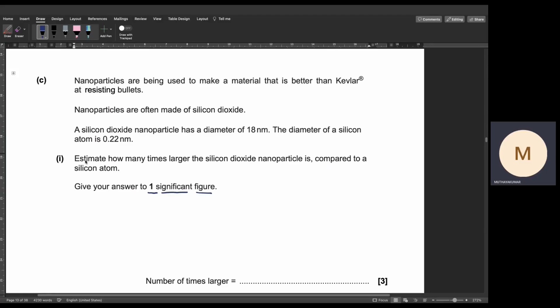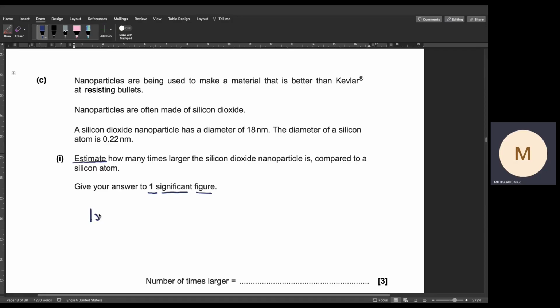Now, the key term in this question is this command word, estimate. Estimation is when you use approximate values in a calculation to give you an approximate answer rather than an exact answer. So in this question, if we're asked to estimate, you need to round your values prior to calculating. So 18 nanometers, we need to round this to 1 sig fig since that's the level of accuracy this question is asking us to estimate to.